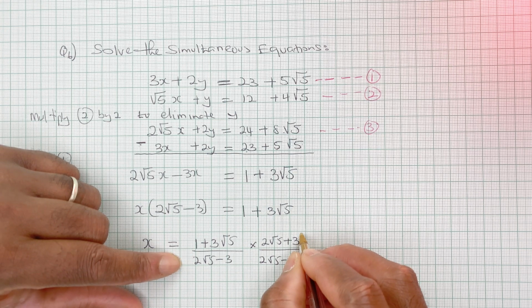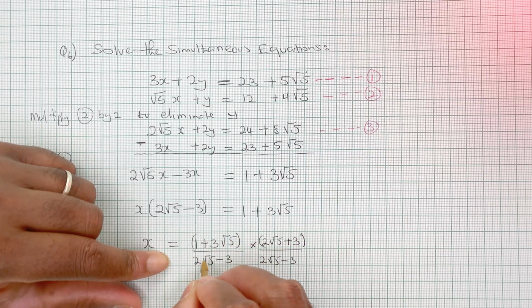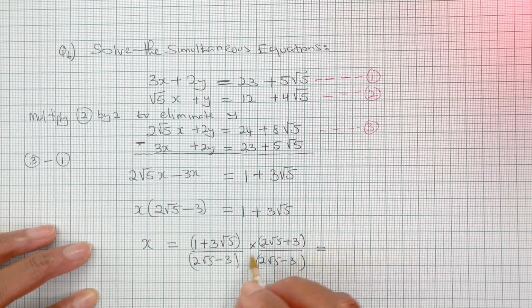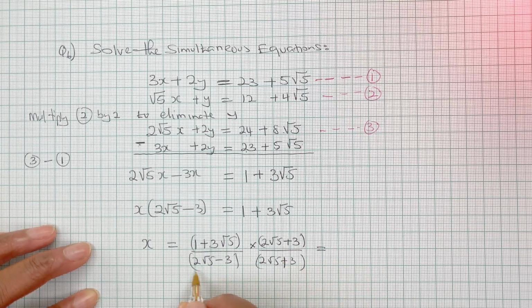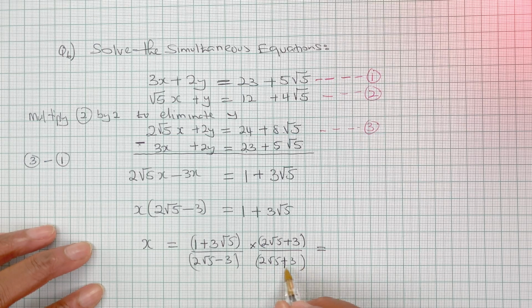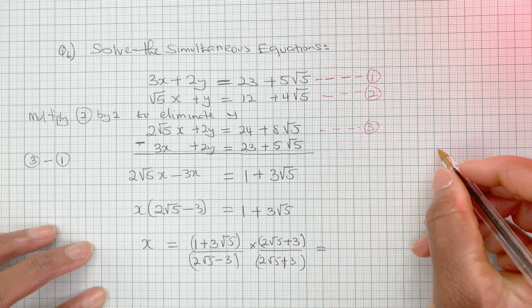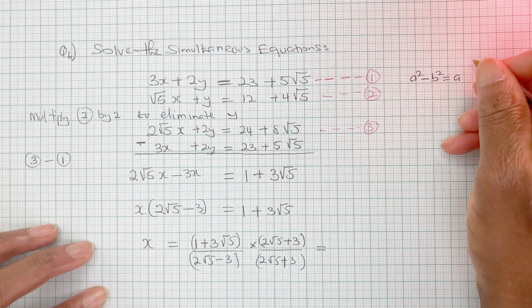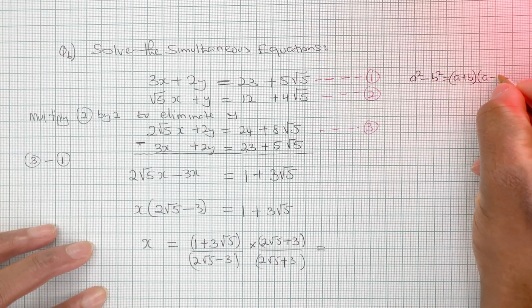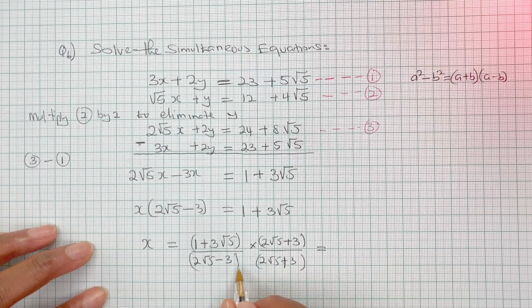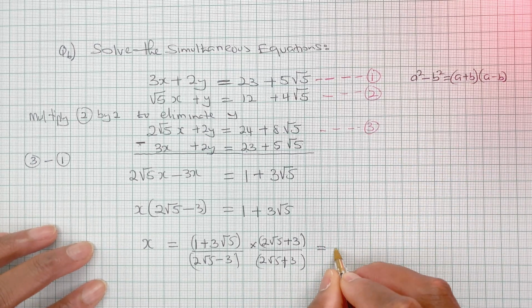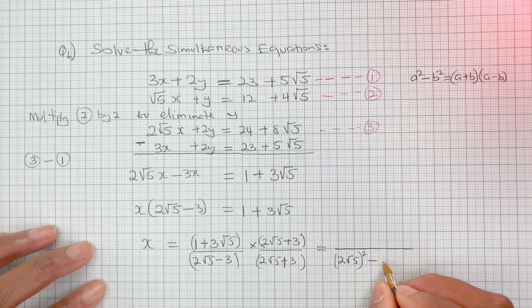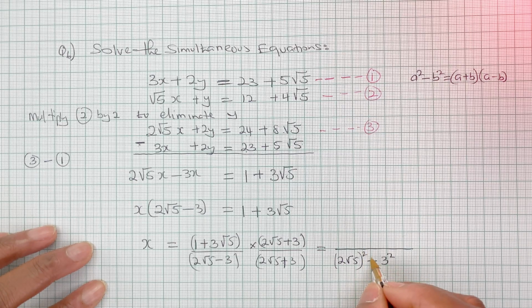So now I'm going to remove the surds from the denominator. That is a remnant of the difference of two squares. I remember that the difference of two squares, a squared minus b squared, equals a plus b times a minus b. So I've got a and b there. Now I'm going to write the denominator as 2 root 5 squared minus 3 squared.